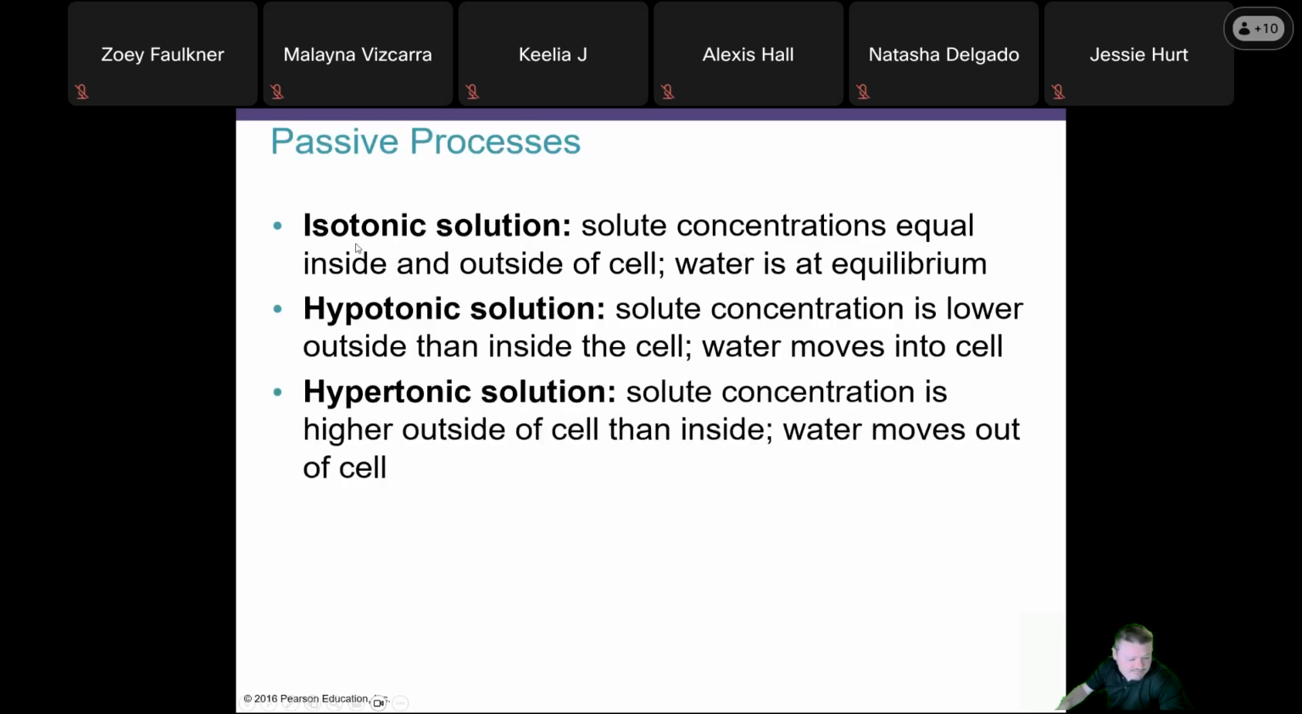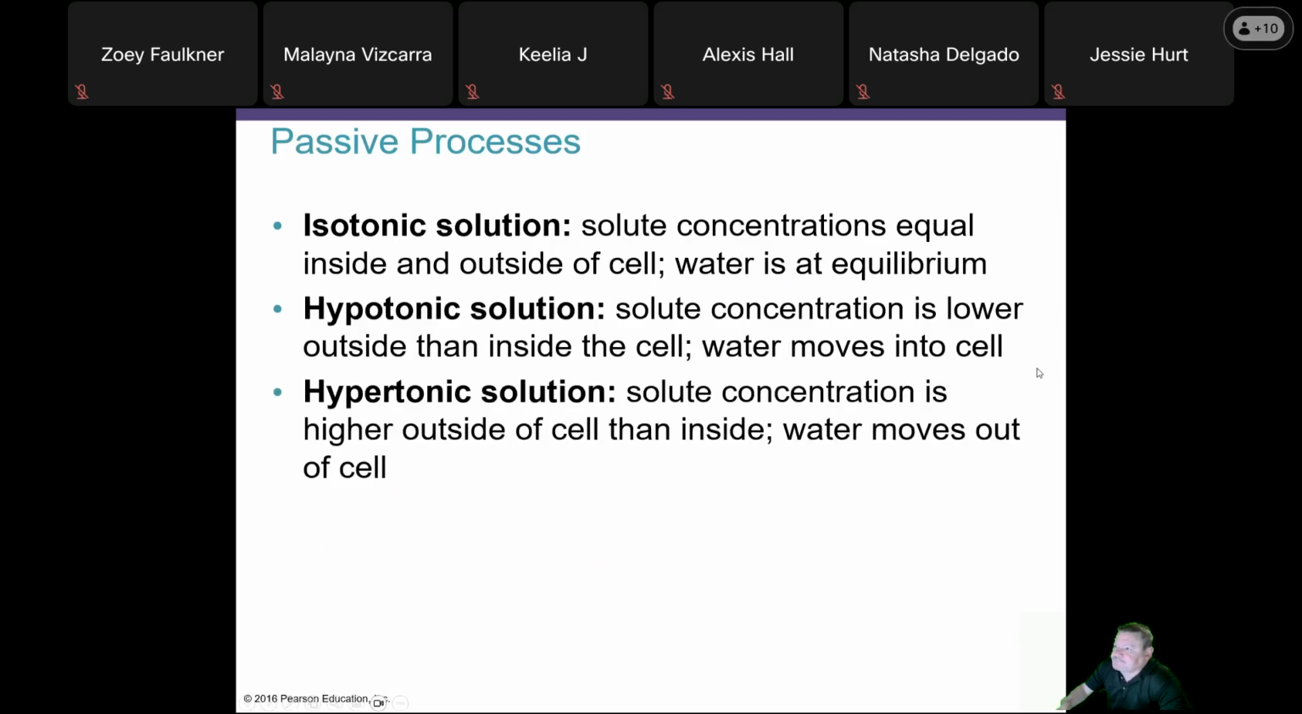So again, back to the same terms we used in anatomy. Isotonic, that's where we have an equal amount of solute inside the cell as outside. Hypotonic, the concentration is lower on the outside of the cell and water is going to move in. Hypertonic, you have more solute on the outside of the cell and water is going to want to move out. Again, hopefully this stuff is all reviewed for you.